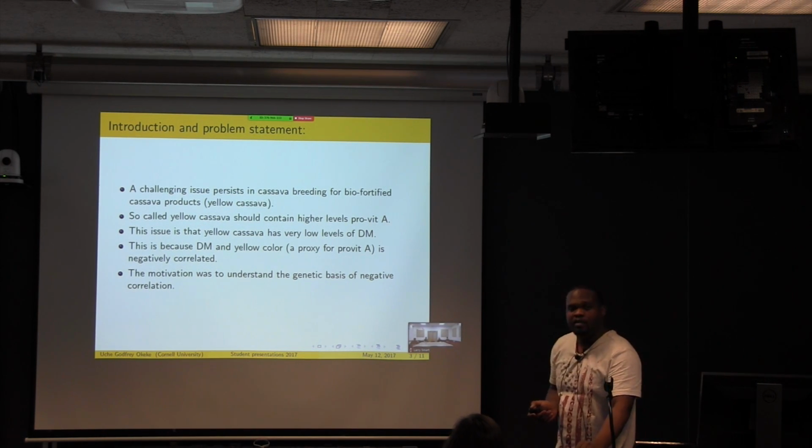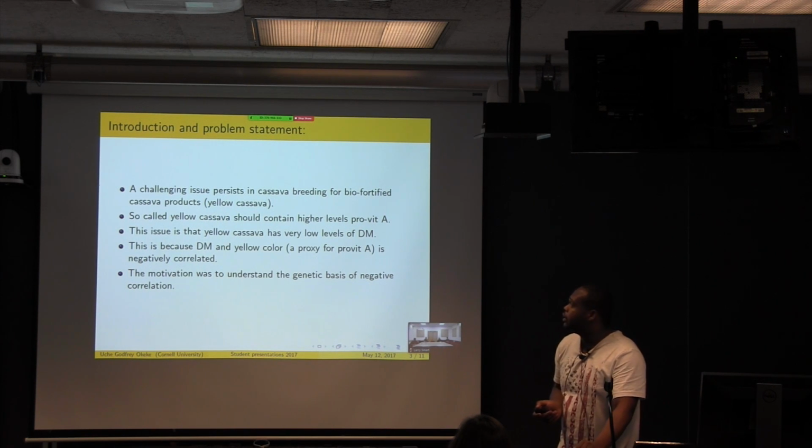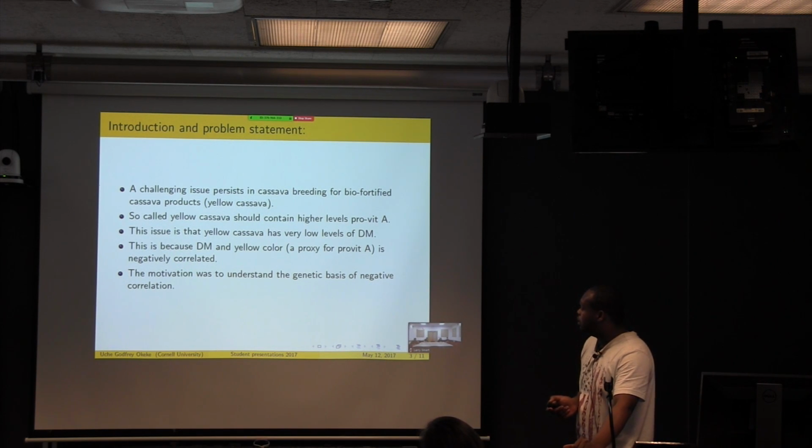So we have a prevalent problem right now with the yellow cassava. The yellow cassava has drastically low dry matter content, and this is a problem because in fact the value of cassava is the dry matter content and the yield that we get per hectare.